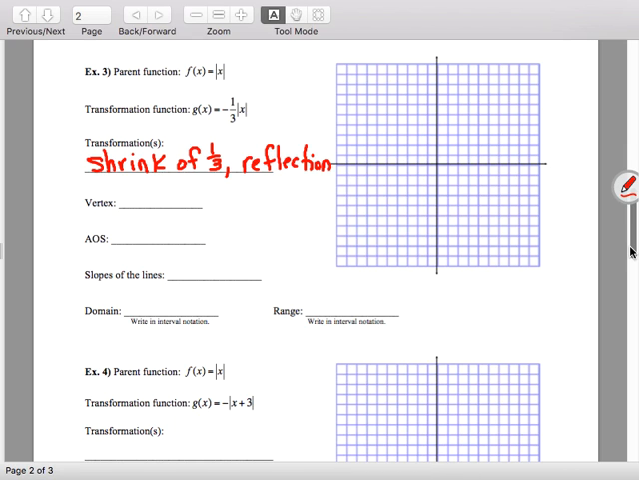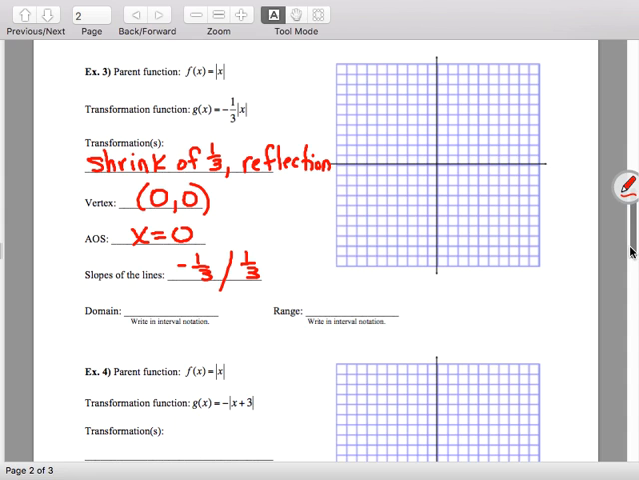So it's a reflection. The vertex, there's no left, right, up, down. So it's (0, 0). The axis of symmetry. Can you guys check your papers carefully and make sure you don't put just equals 0 or a 0. It has to be an equation. It's a vertical line. 0 doesn't describe a vertical line. The slopes of the line would be negative 1/3 and 1/3.